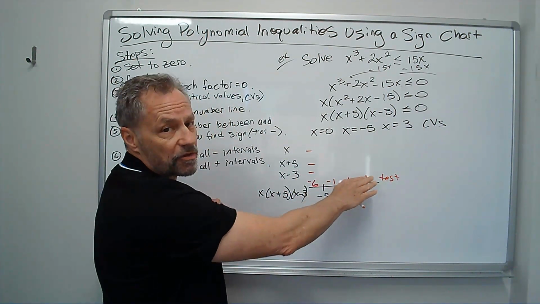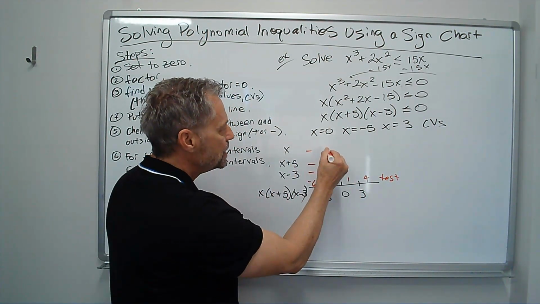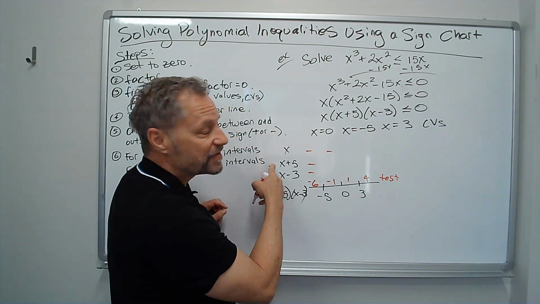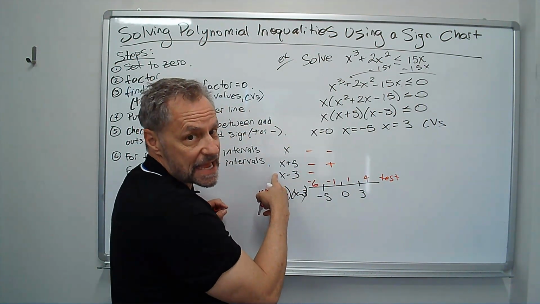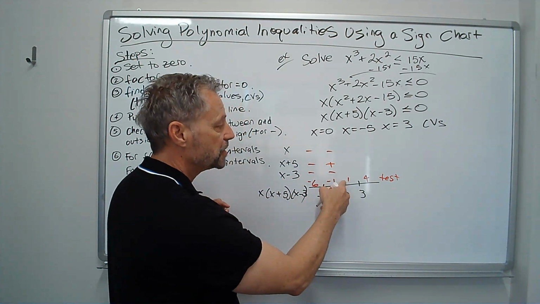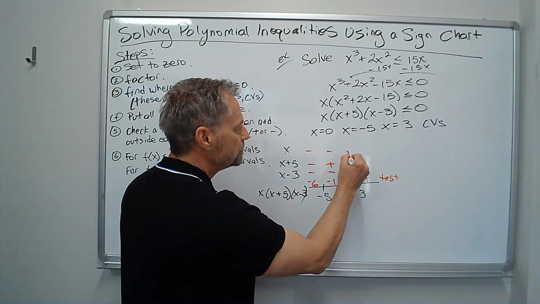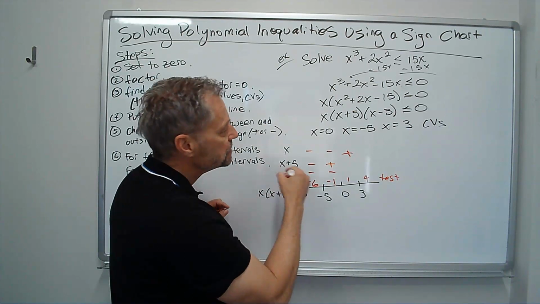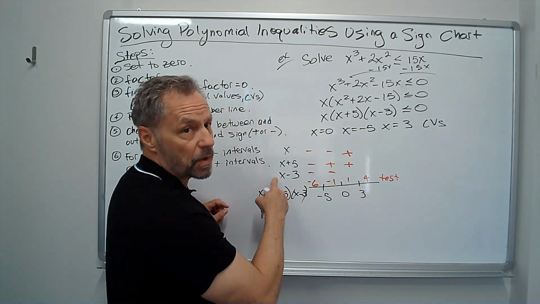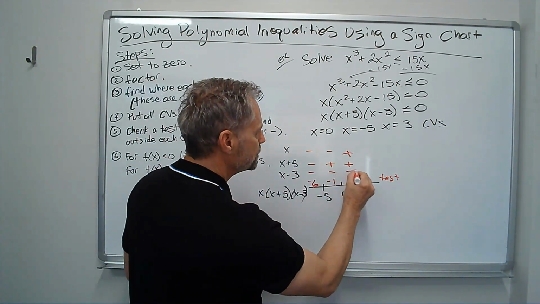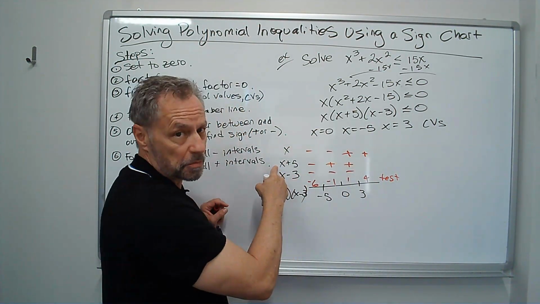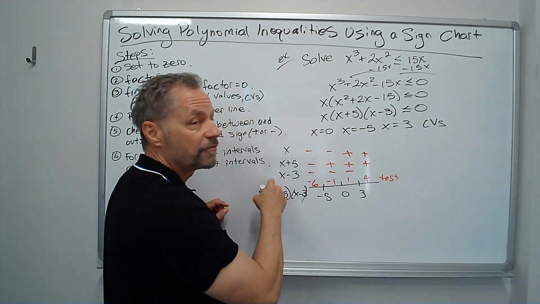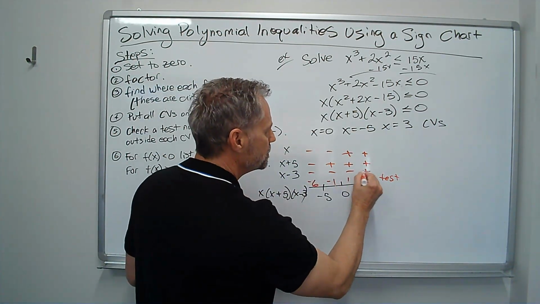I'm going to do that for all the test numbers. So I plug in negative 1, I get a negative 1 there. Negative 1 plus 5 is positive. Negative 1 minus 3 is negative 4. Plug in 1, positive 1. 1 plus 5 is positive 6. And 1 minus 3 is negative 2. Plug in 4, positive 4. 4 plus 5 is positive 9. 4 minus 3 is positive 1.